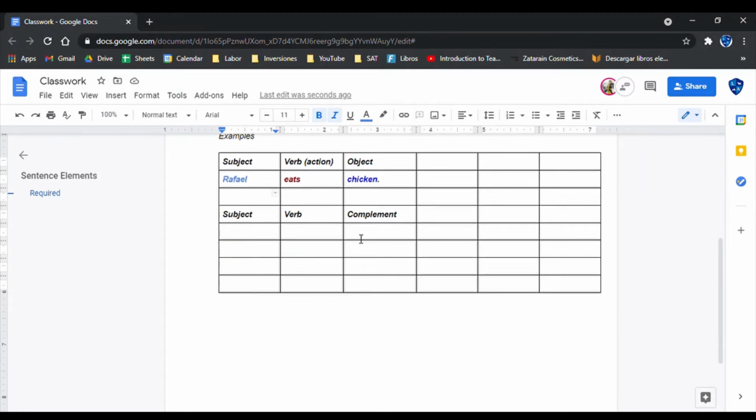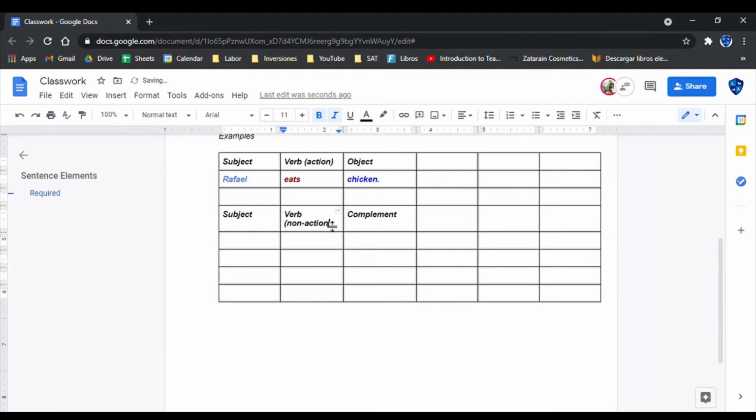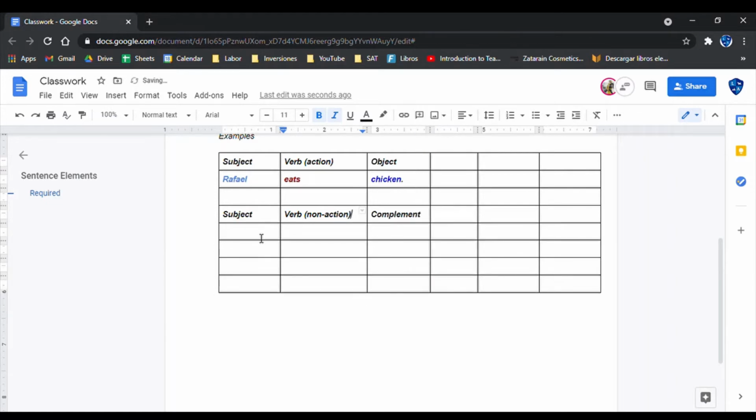Okay, subject verb complement. So, for this verb to have a complement, this has to be a non-action verb. There are verbs that are non-action verbs. So, we're going to do Rafael is unhealthy.